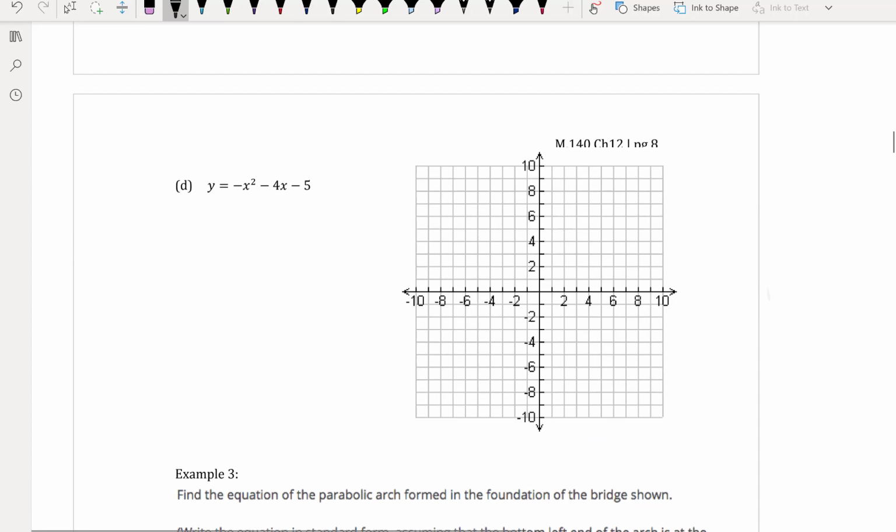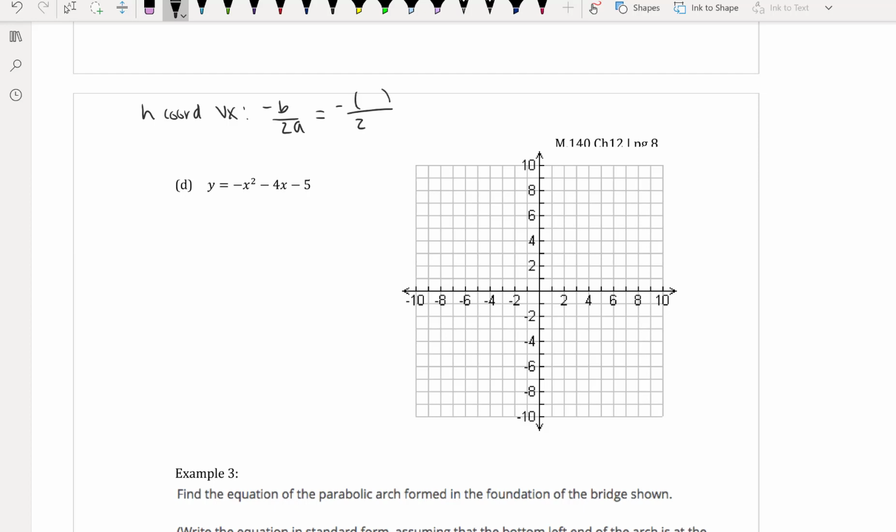Okay. So we have one more graph to graph, and this is in standard form again. So remember, the x coordinate of the vertex is given by -b over 2a. So let's plug in my b and a value accordingly. I have my a value as -1, my b value is -4, and my c value is -5. So -b, my b value is -4, and my a value is -1.